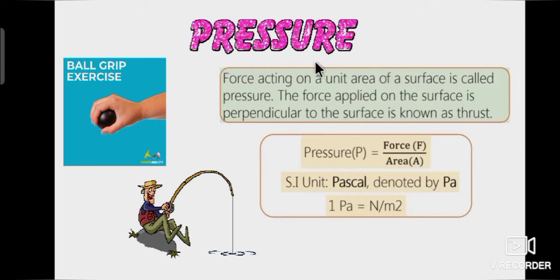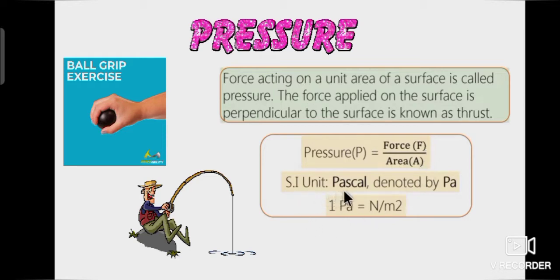Now we will learn about pressure. What is pressure? Force acting on a unit area of a surface is called pressure. The force applied on the surface perpendicular to the surface is known as thrust. So pressure, capital P, is equal to force divided by area, capital F divided by capital A.